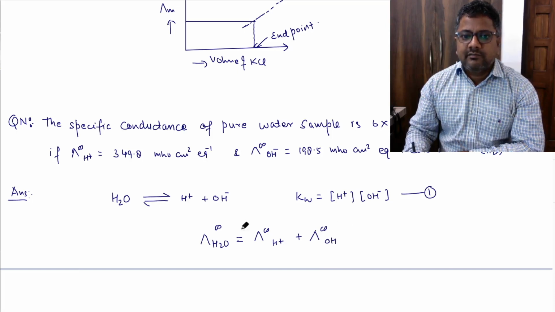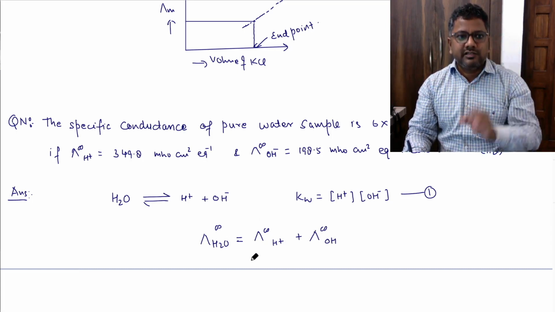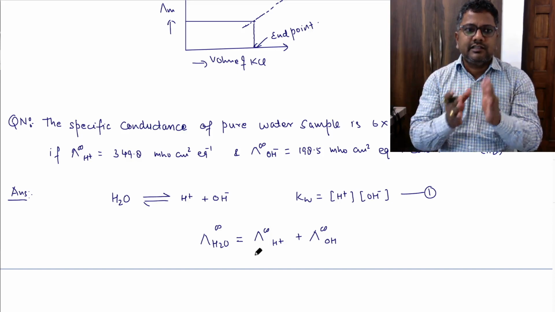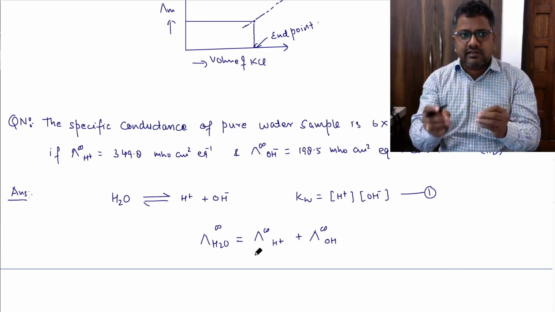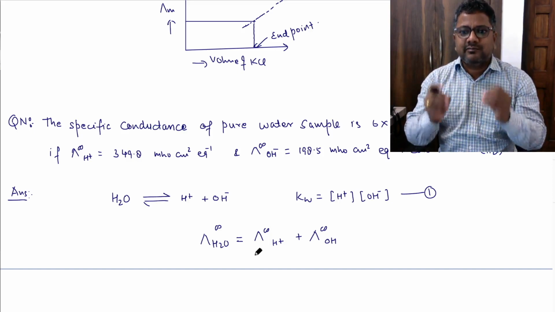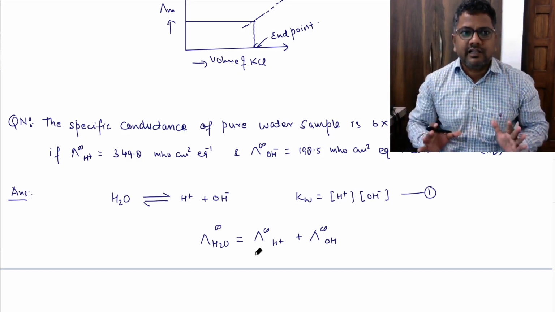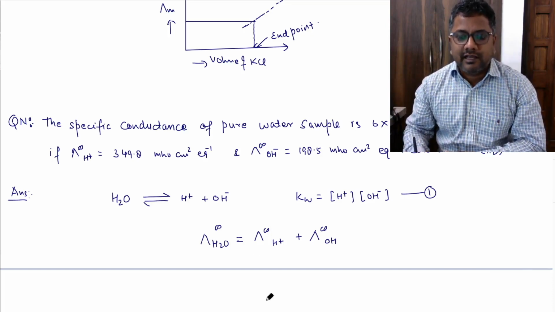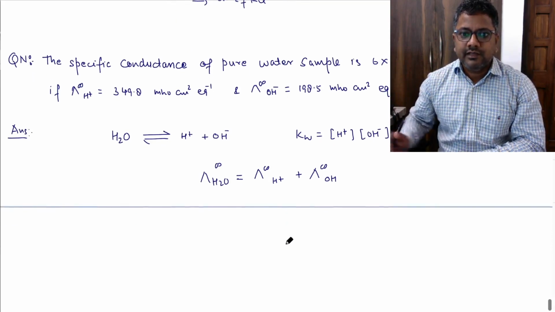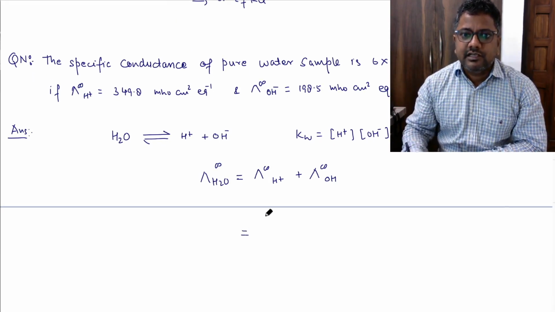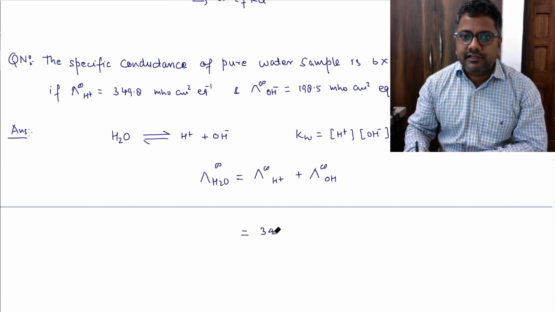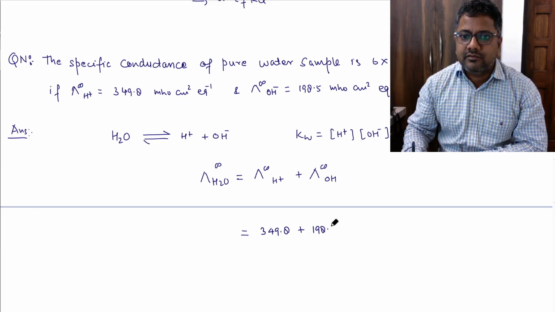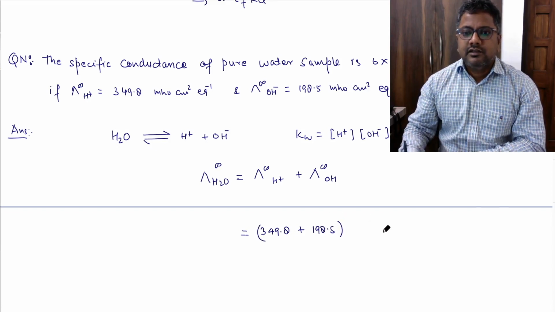Don't be confused that I am writing here lambda infinite means water is 100% dissociated. No, not like that. You have to consider this like a sparingly soluble salt, that whatsoever the maximum dissociation can take place at 25 degrees Celsius, that is there, and I am considering that is the maximum value. So that is lambda infinite. Don't be confused here. Okay. Now this is equal to 349.8 plus 198.5, right?